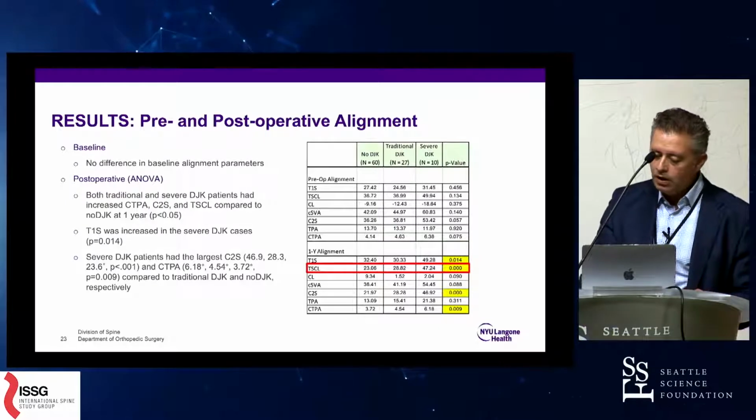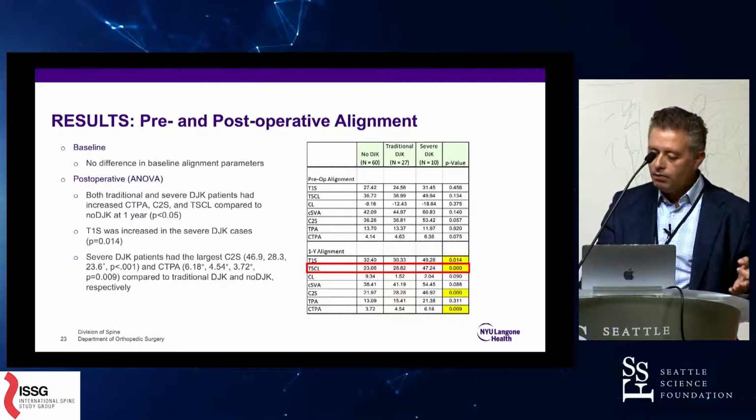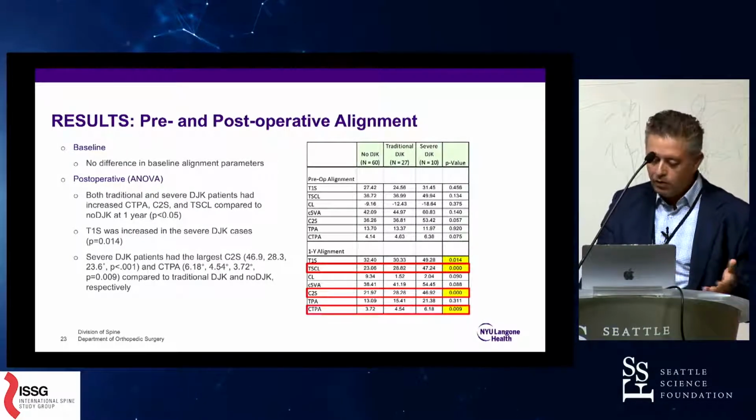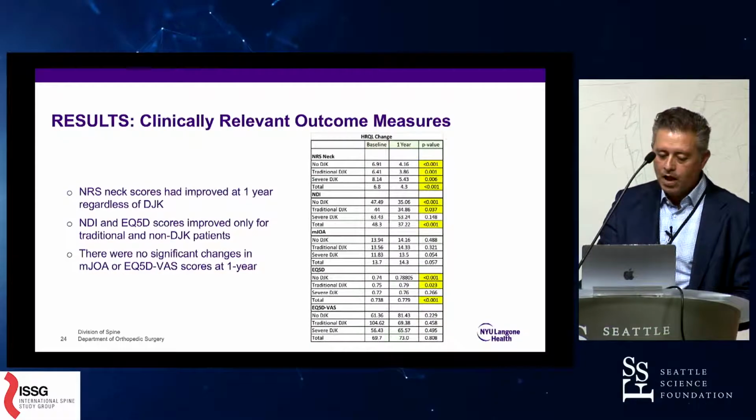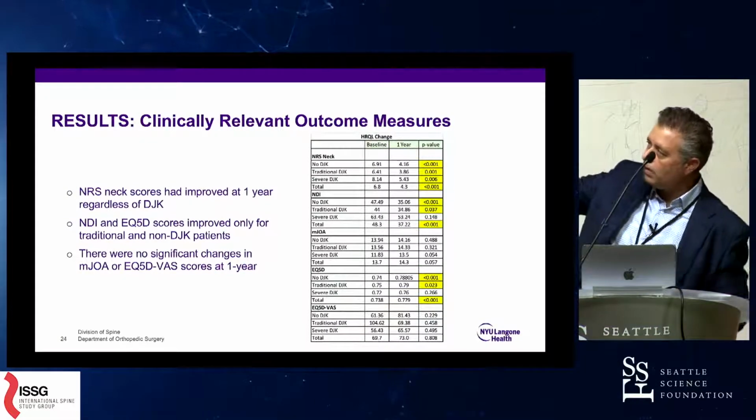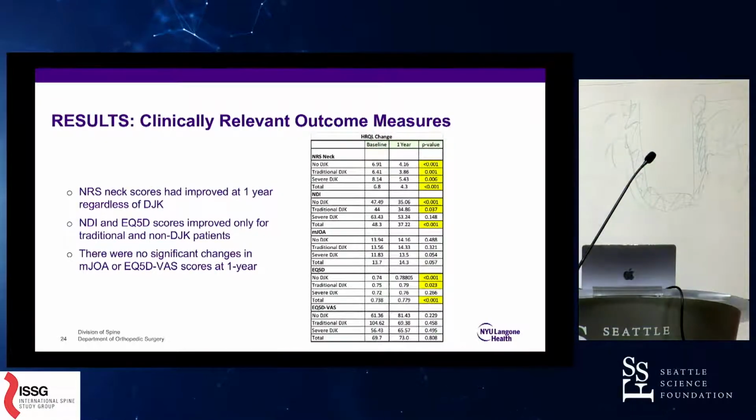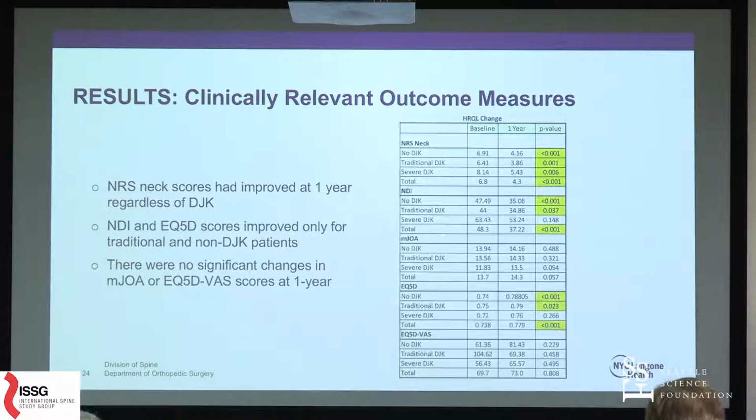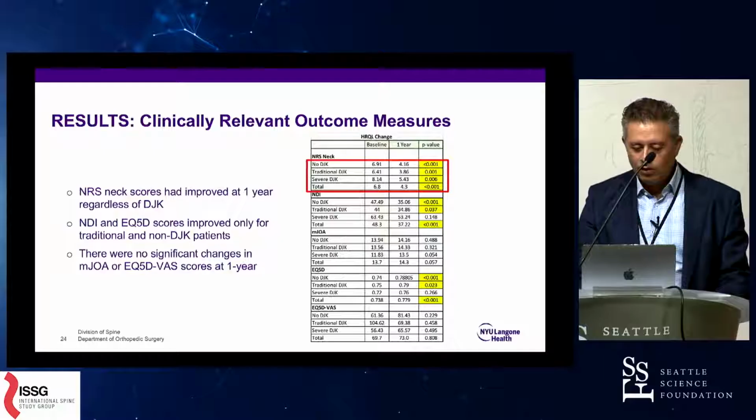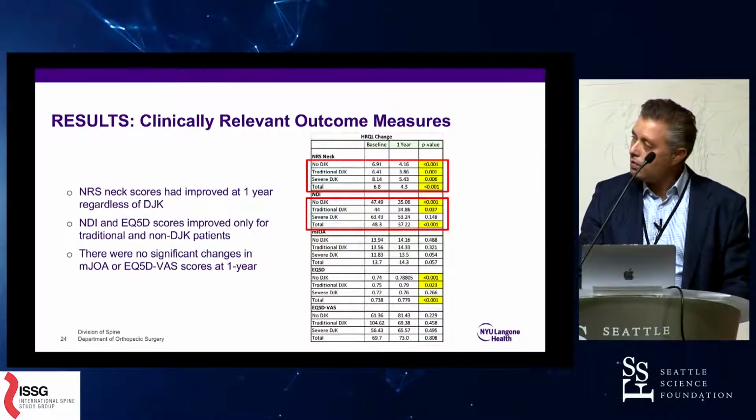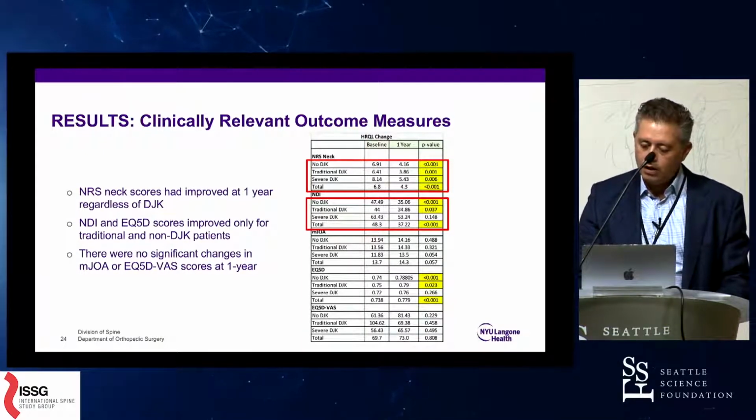But postoperatively, the severe DJK patients were much worse in terms of T1 slope minus cervical lordosis, in terms of C2 slope, the related parameter, and CTPA. Looking at clinical outcome measures, the NRS scores, this is from baseline to 1 year. So we have the baseline scores in this first column and then the 1 year and the change and whether or not it's significant. Everyone improved in NRS neck, which is kind of a nice thing. Even if you get it wrong, your patients improve. But the NDIs didn't improve in the severe DJK patients, and they did in the other two groups.